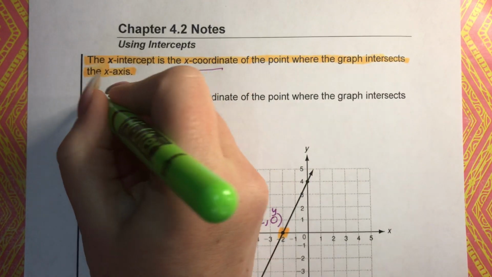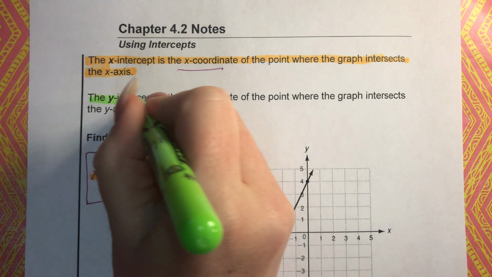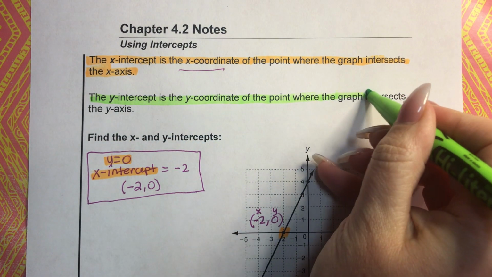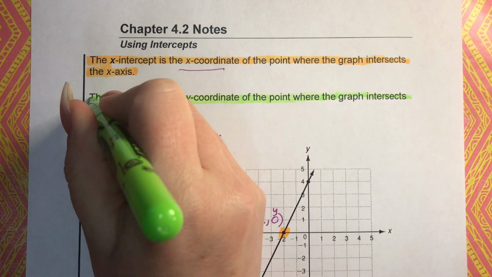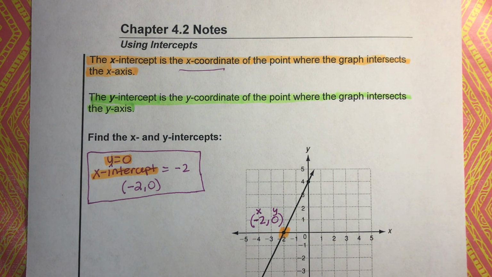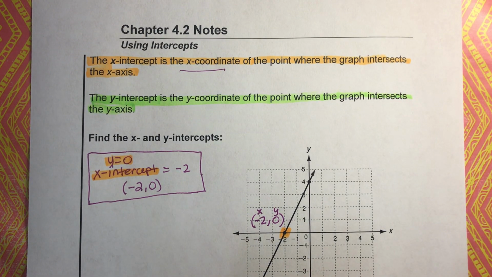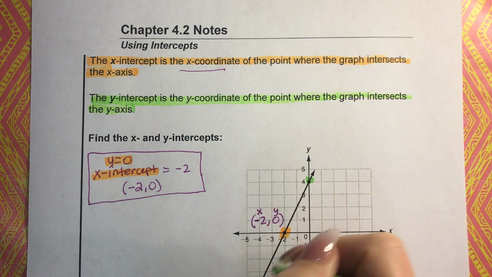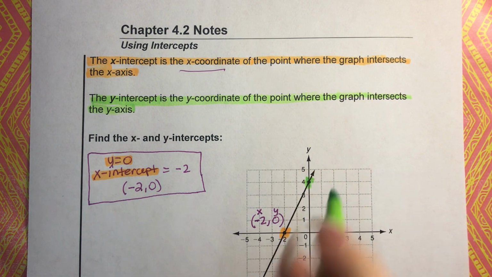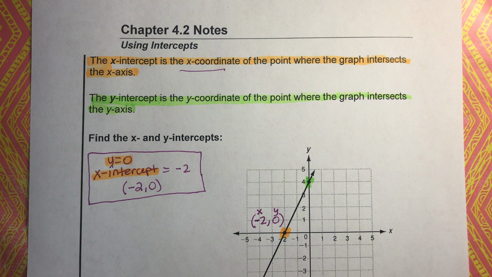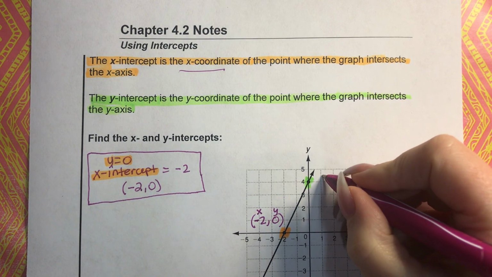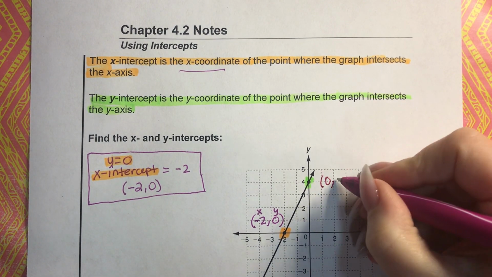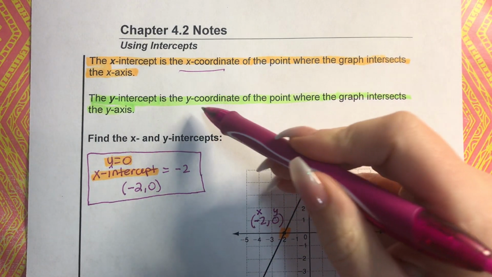It says the y-intercept is the y-coordinate of the point where the graph intersects the y-axis. Okay, so let's look at this line and see where it intersects the y-axis. Well, it intersects right here. There's the y-axis. The line intersects the y-axis right there. What is the point? The point is 0, 4.